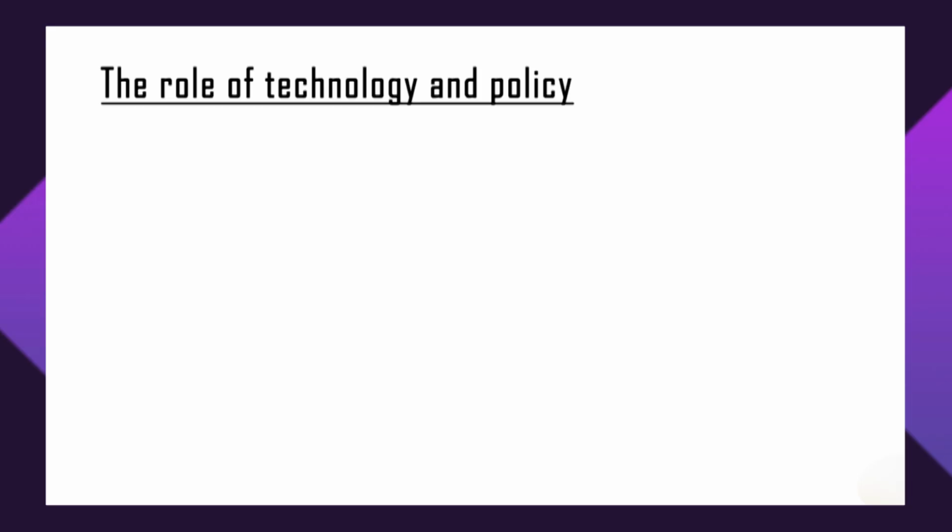Let's talk about the role of technologies and policies. First, let me describe the role of technology. Innovations in agriculture, renewable energy, and healthcare can help to address the resource challenges and support sustainable growth of the population. Digital technologies can also aid data-driven population management and resource allocation.